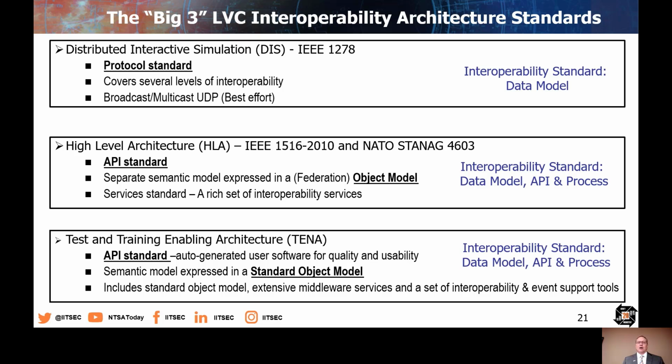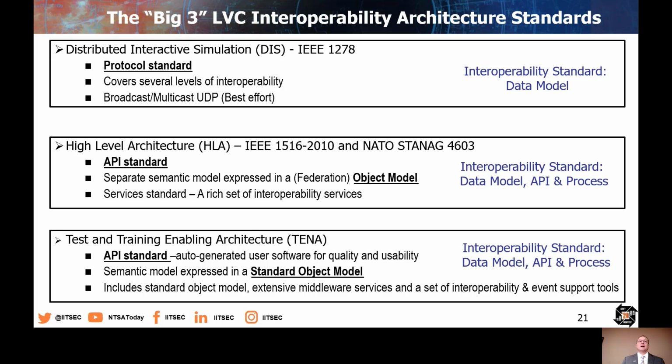After DIS came along, the high-level architecture, IEEE 1516 and NATO's STANAG 4603, their interoperability standard was all about the data model, very similar to DIS, but it also has the API and a standard process that we've talked about. And then another one called Test and Training Enabling Architecture, TENA, their interoperability standards was the data model, the API, and the process as well.